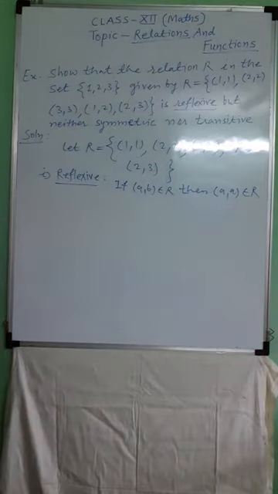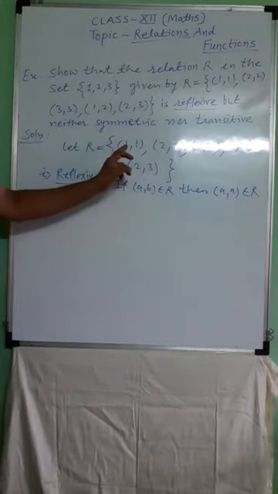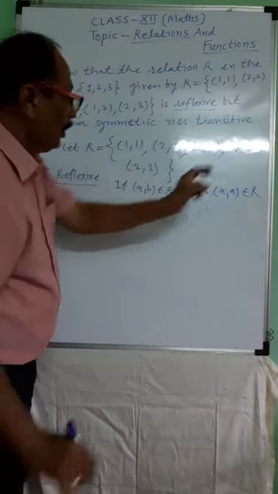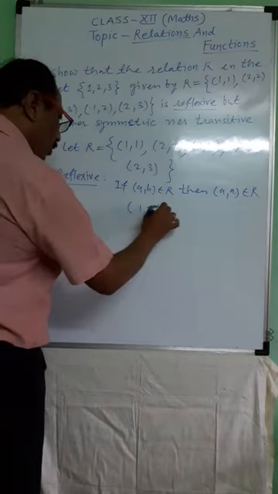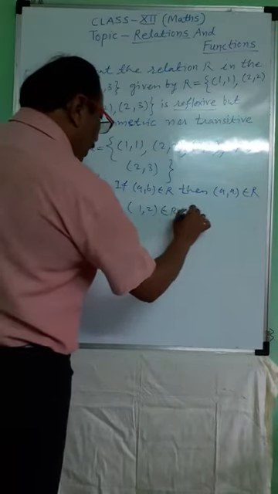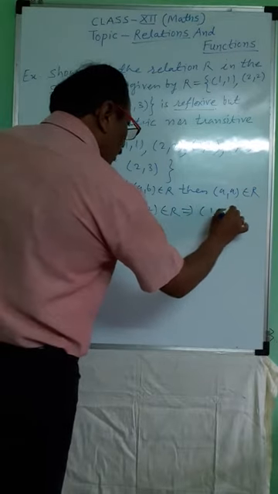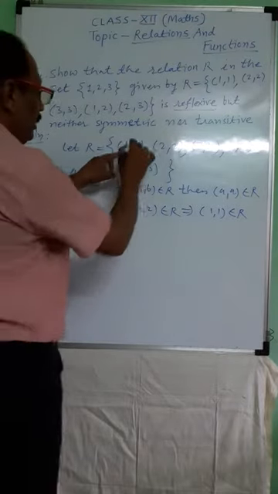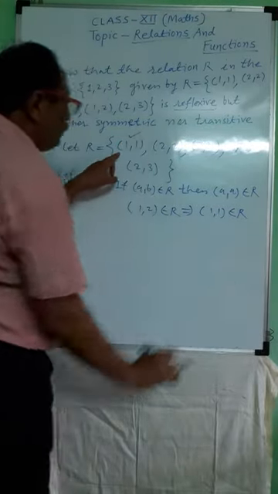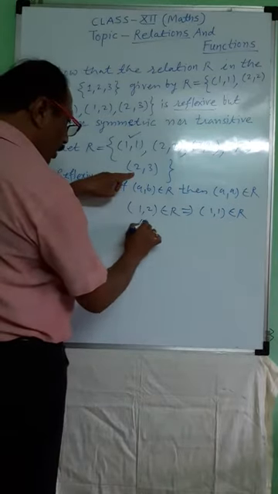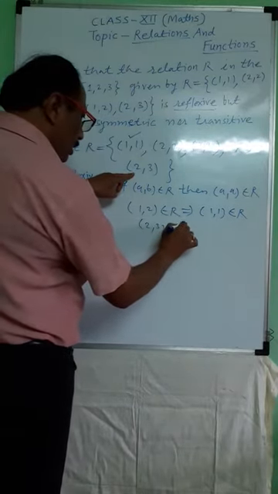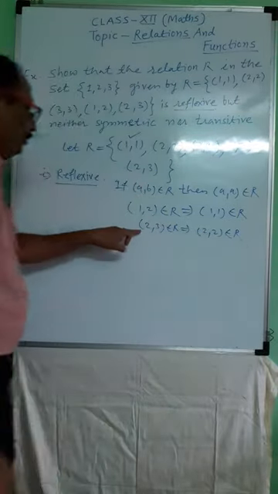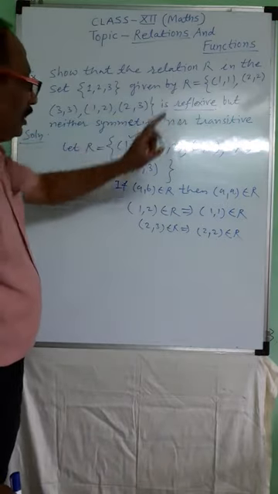Here we verify that (a,b) belongs to R. Suppose (1,2) belongs to R. That implies that (1,1) should belong to R. If we see the set of relation, yes, (1,1) belongs to R. Here (2,3) belongs to R, which implies that (2,2) should belong to R. Then and only then can we say that the given relation is reflexive.